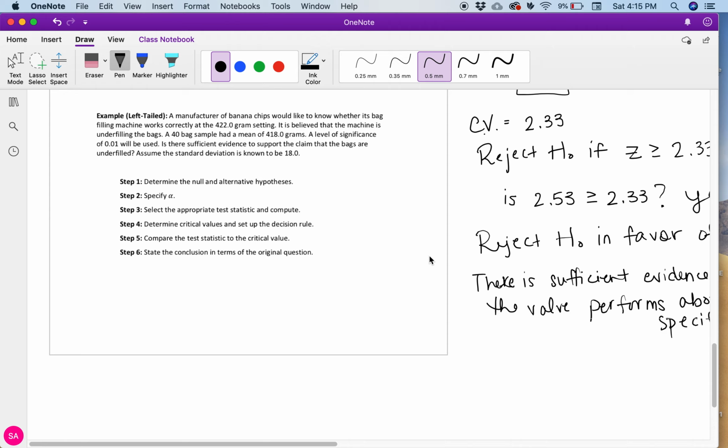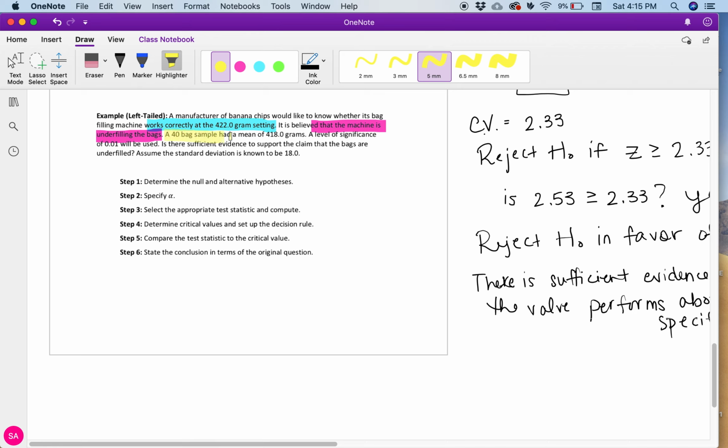A manufacturer of banana chips would like to know whether its bag filling machine works correctly at the 422 gram setting. I'm highlighting that because we're going to have to use that for our null hypothesis. It is believed that the machine is underfilling the bags. Okay, we'll probably have to use that for the alternative. And then they give us sample data.